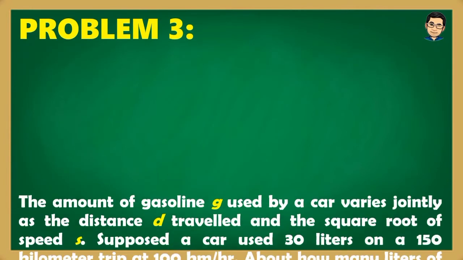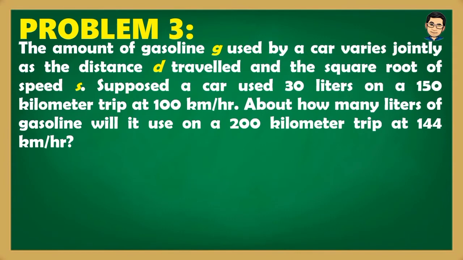Let's have the next problem. The amount of gasoline G used by a car varies jointly as the distance D traveled and the square root of speed. Suppose a car used 30 liters on a 150 kilometer trip at 100 kilometers per hour. About how many liters of gasoline will it use on a 200 kilometer trip at 144 kilometers per hour? So, yung amount daw ng gasoline na kailangan ng car is nakadepende dun sa distance na tinatravel tsaka dun sa speed, square root of speed.